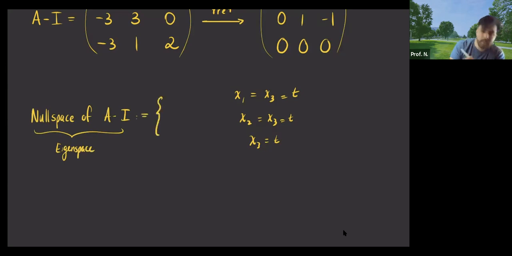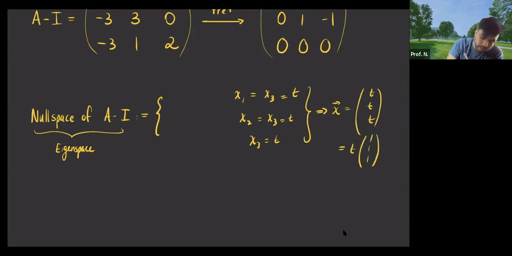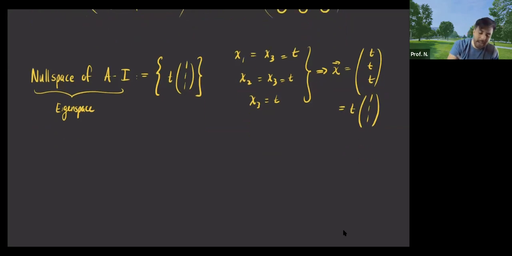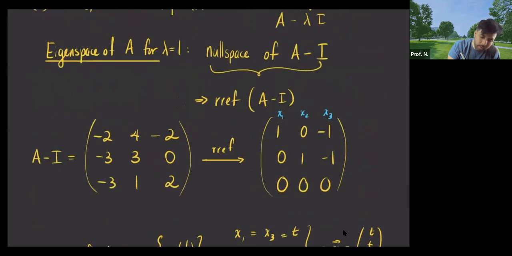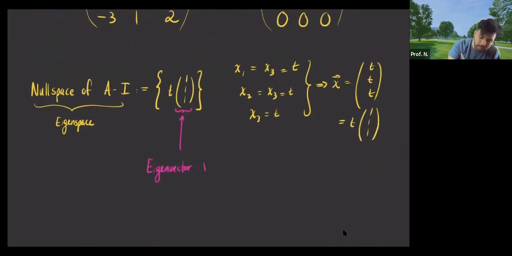What is this? It's a set of all vectors that look like this. What is the solution? T, T, T, or in other words, T times 1, 1, 1. It's a set of all vectors that are what? Scalar multiples of 1, 1, 1. So then what's the eigenvector? It's 1, 1, 1. So if I call this lambda 1, then I'm going to call this V1.